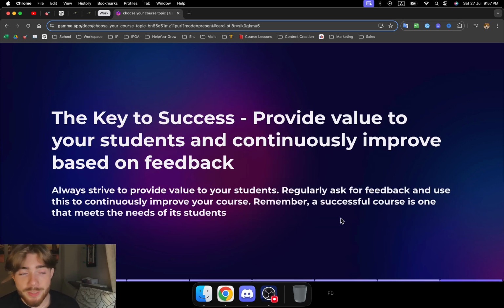The key to success, this is something that I added myself, is to provide value to your students and continuously improve based on feedback. This is super important, and a lot of people do it, a lot of people don't. I don't know why people don't do it, but improve on feedback. Feedback is gold. If you get feedback, you're already in the top 1% of people who actually get this chance to improve. So always strive to provide value to your students.